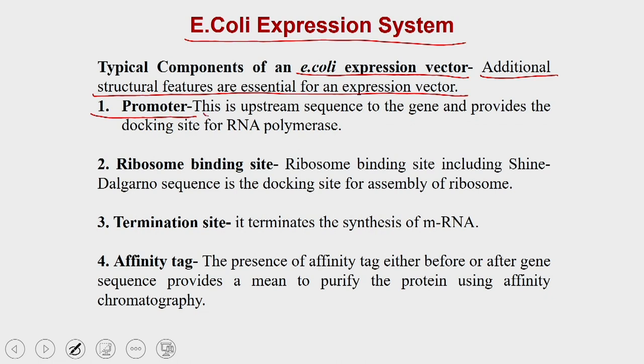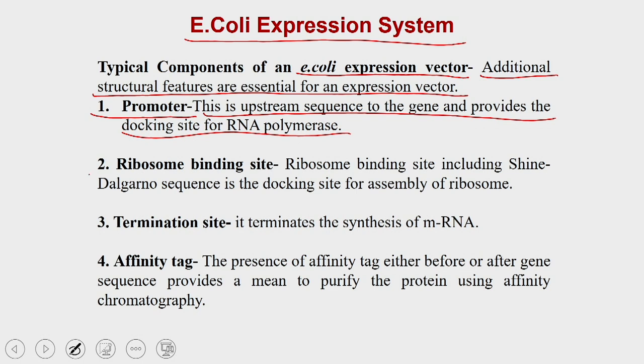The promoter is an upstream sequence to the gene, and it provides the docking site for the RNA polymerase. Just now, when we were discussing the protein production machinery, we discussed the promoter where the RNA polymerase goes and binds, and then it starts the transcription of the messenger RNA.